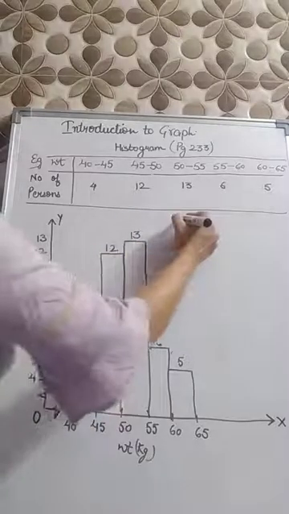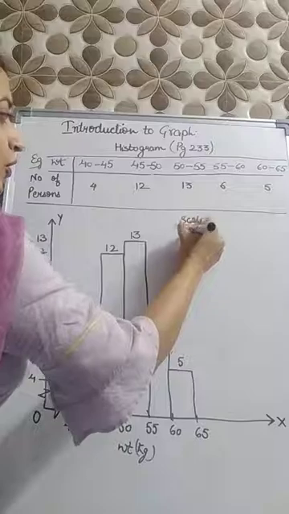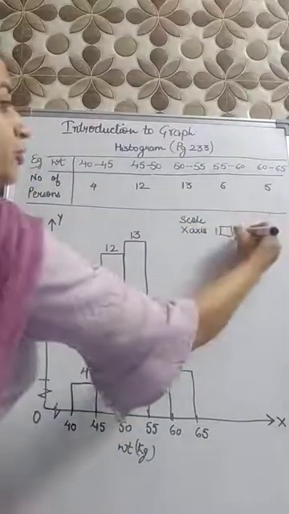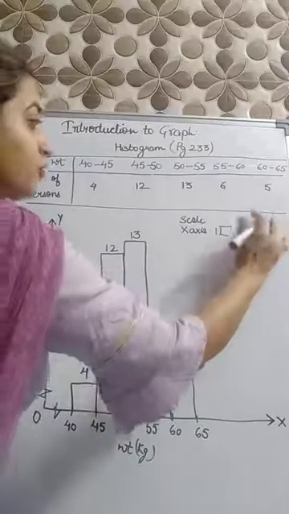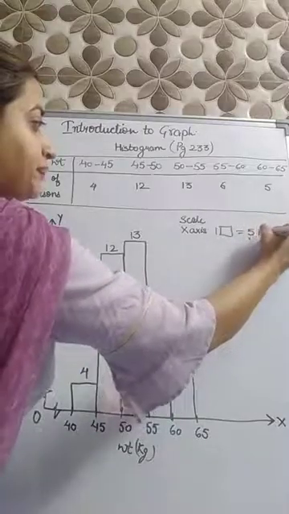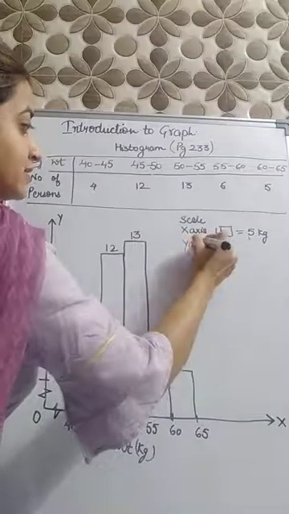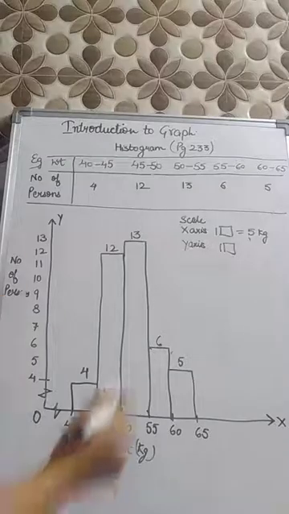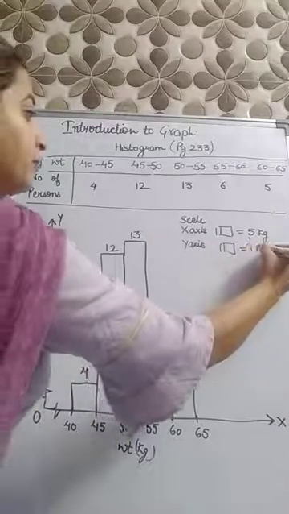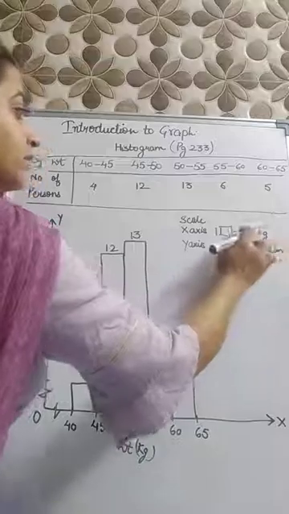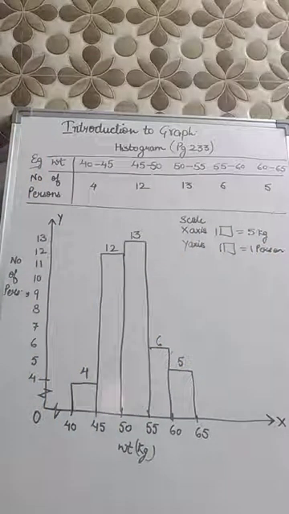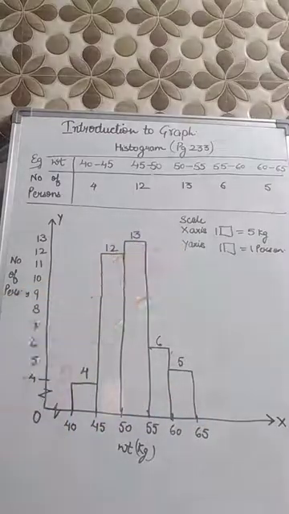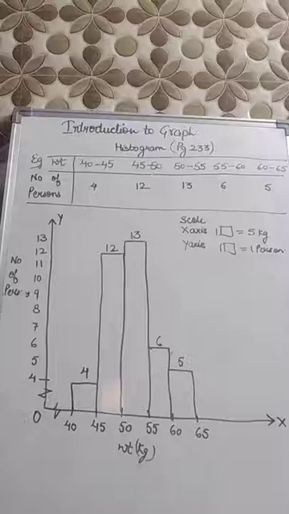Now write the scale. On the x-axis you have a gap of 5, so I'm writing one box is equal to 5 kg. On the y-axis the gap is of 1, so I'm writing one box is equal to 1 person. So it's compulsory to write all the details. If anything out of this, x-axis, y-axis, origin and scale, is missing, then there will be a deduction of half marks.